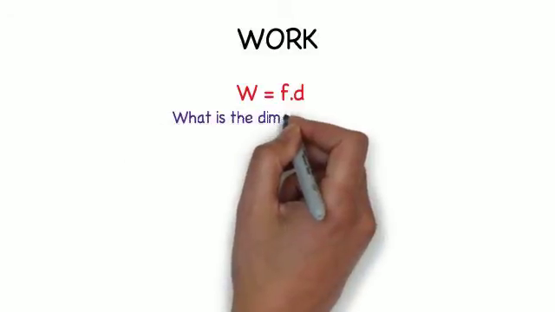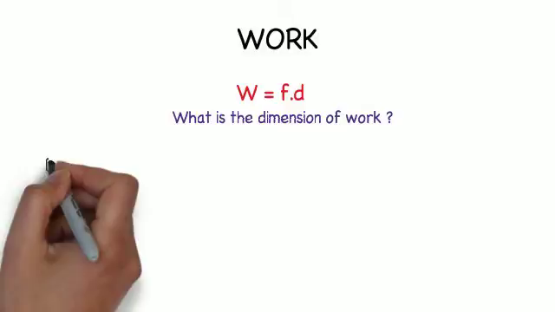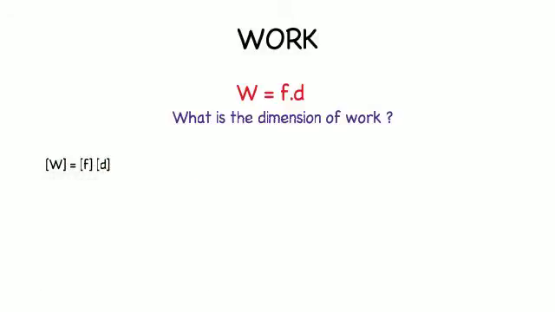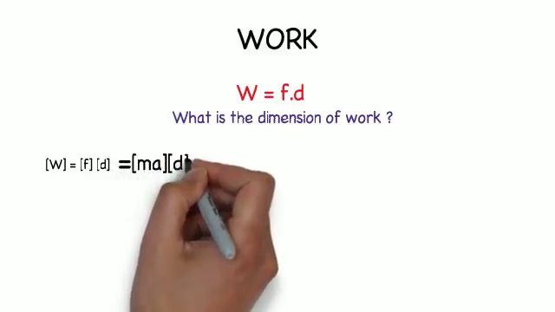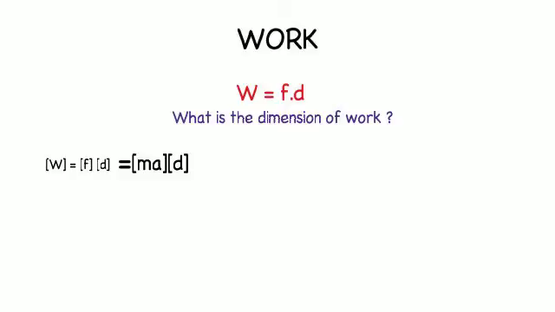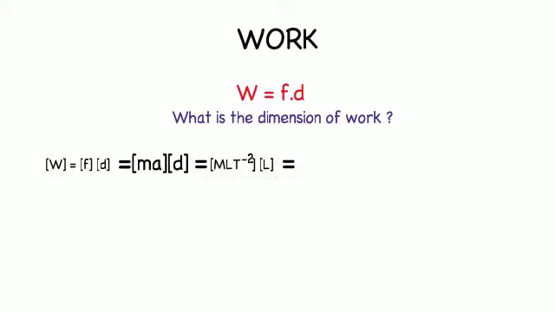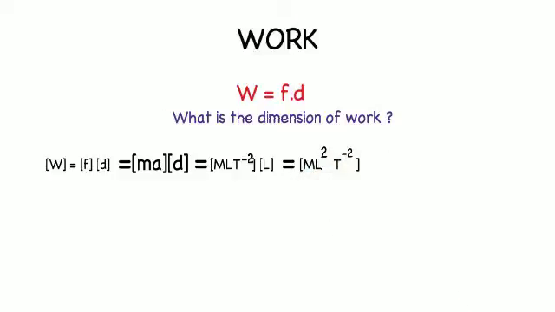Now let us ask the same question as we have already asked before: what is the unit of work? In order to answer this question, we will play the same game as we played in the case of force. The dimension of the left hand side should be equal to the dimension of the right hand side, and the dimension of the right hand side is the dimension of force times the dimension of distance, which is mass times acceleration times distance, which is MLT to the power minus 2 times L, which can be written as ML square T to the power minus 2.